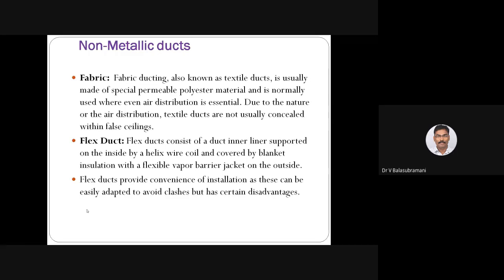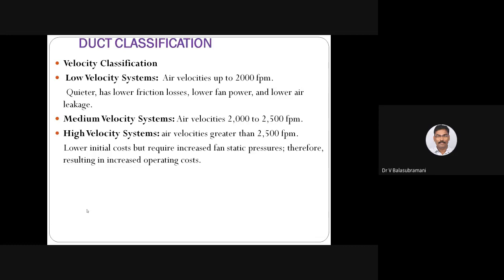Then flex duct. The flex duct consists of a duct inner liner supported on the inside by a helix-wound coil, covered by a blanket insulation. So additional material may be used. It provides the insulation also. So these are some of the advantages as well as the limitations of the ducts, metallic as well as non-metallic.